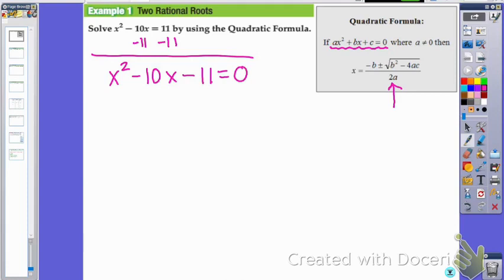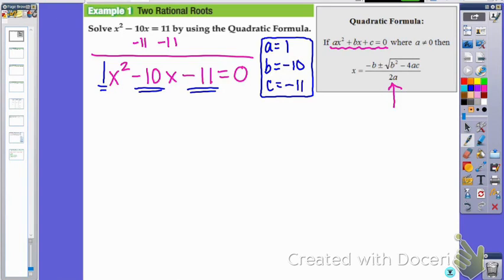So it's equal to 0. Now from here, it's helpful to list your A, B, C coefficients. I like to go off to the side, do a little box. So the A value is right here in front of the x squared, so that's 1. The B value is a negative 10, and the C value is a negative 11. So list your A, B, C's.